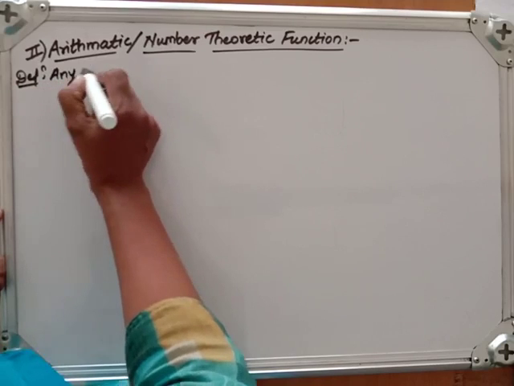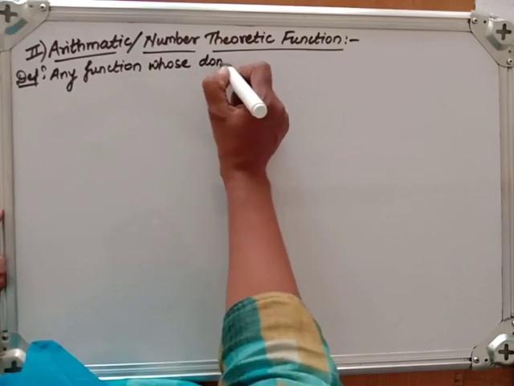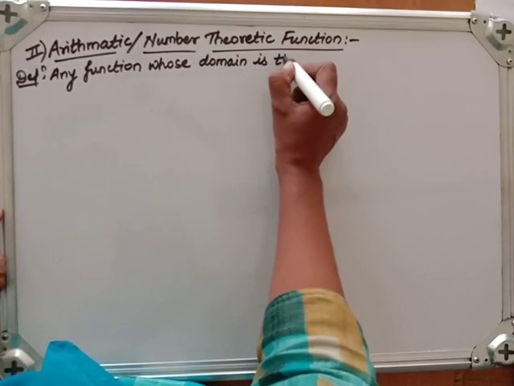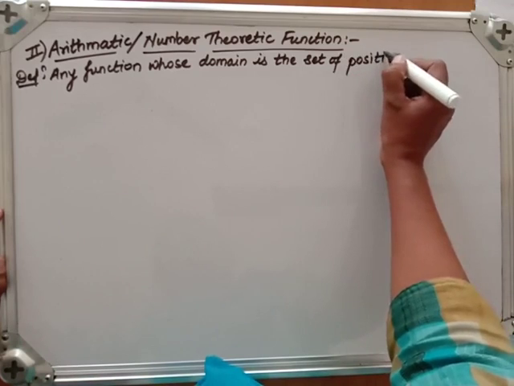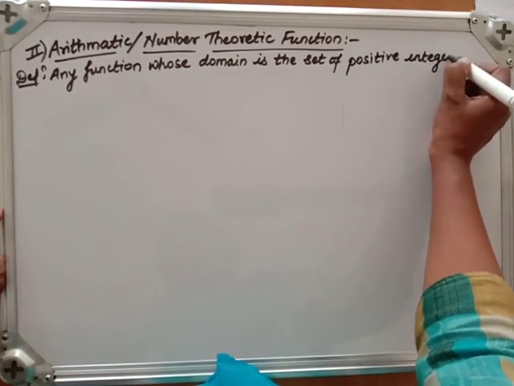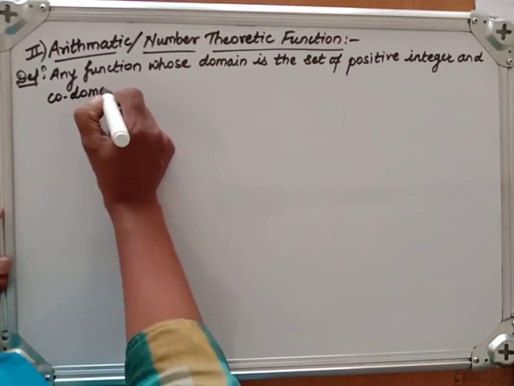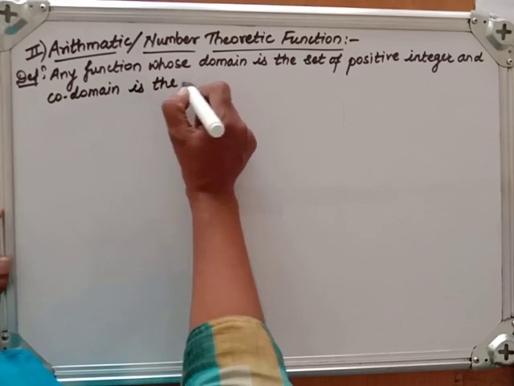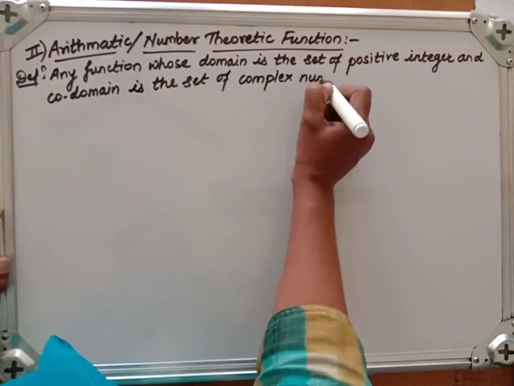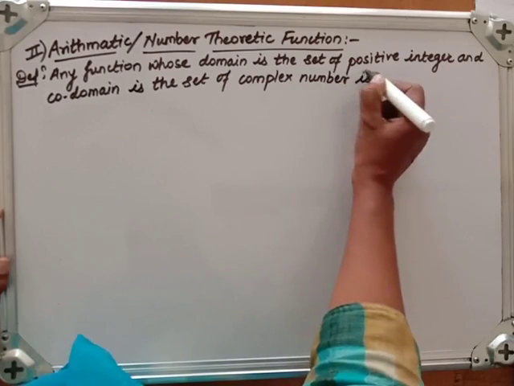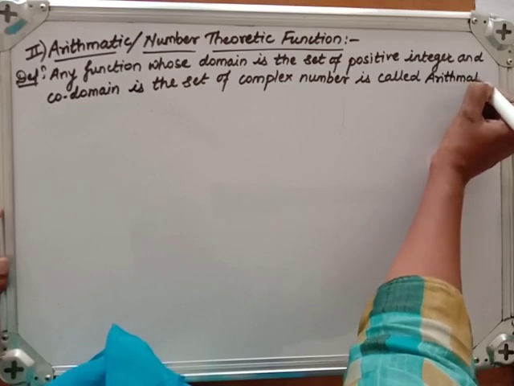The definition: any function whose domain is the set of positive integers and codomain is the set of complex numbers is called an arithmetic function.